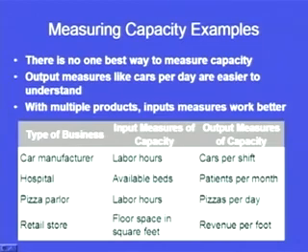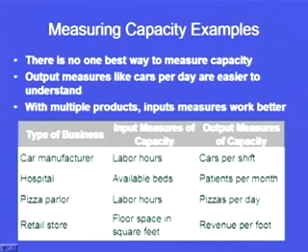Similarly, the output measure here can be the cars manufactured per shift. I think it is very clear. An example I have already told you: cars per shift, or cars manufactured per shift, will tell us the output or the plant capacity in terms of output measures.